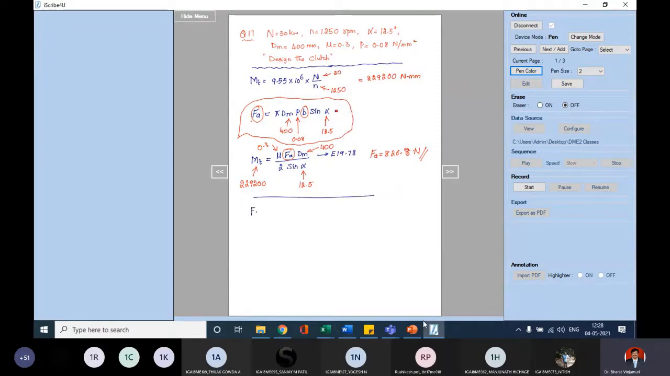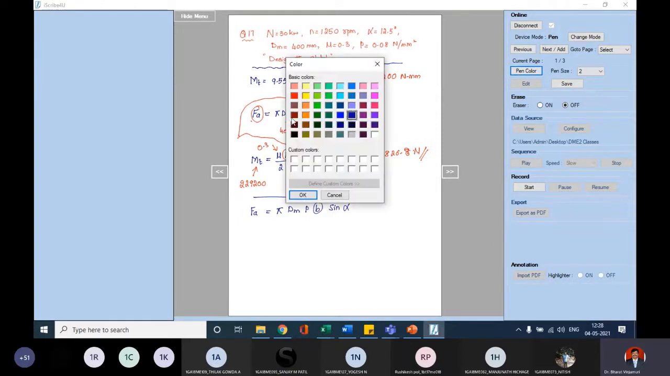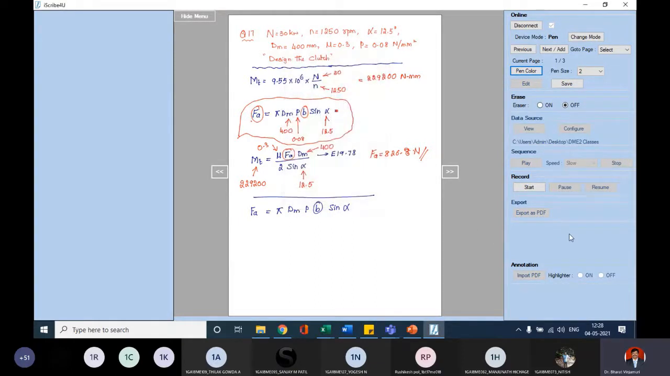So FA is equal to pi dm pb sin alpha. Now here we are going to find the value of B. So first start finding the value of B. FA is 826.8, dm 400, pressure 0.08, alpha is 7.96. How much? B is equal to 38, sir. 37, 38. B is equal to 38. Done, you are done with your B.